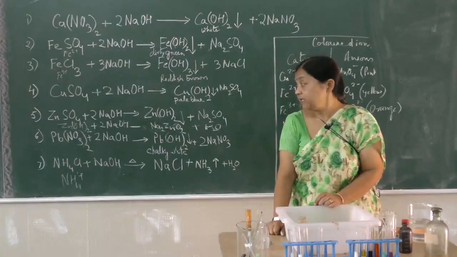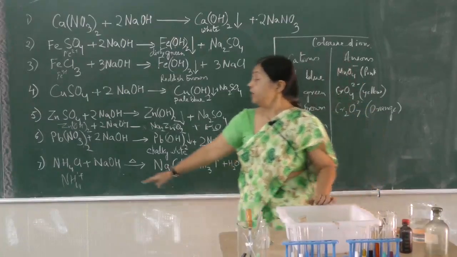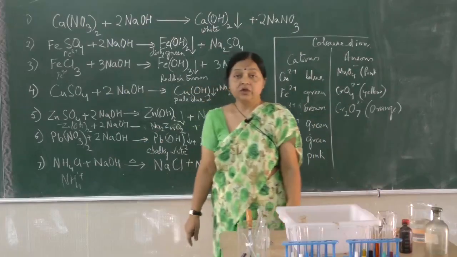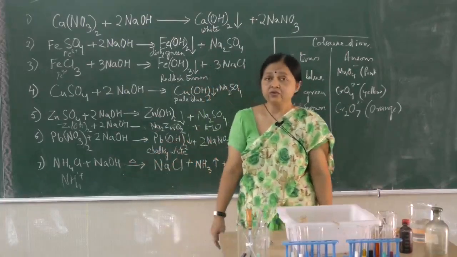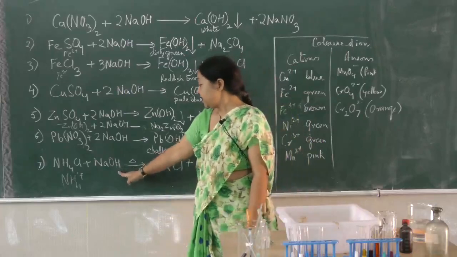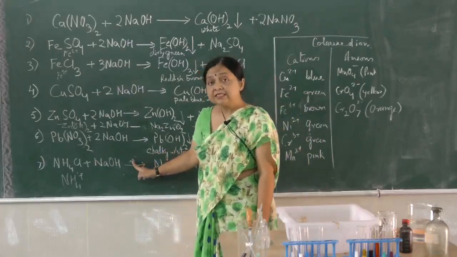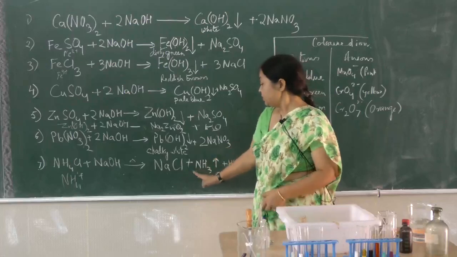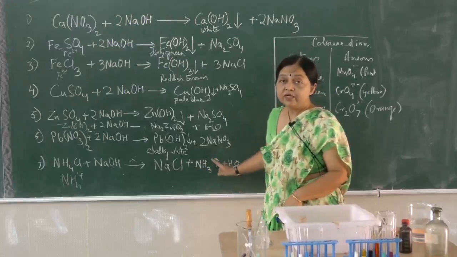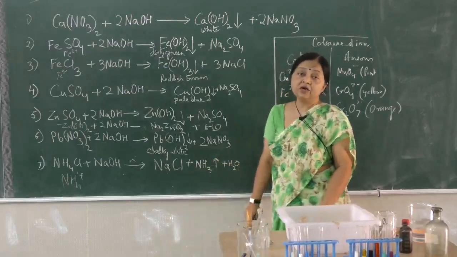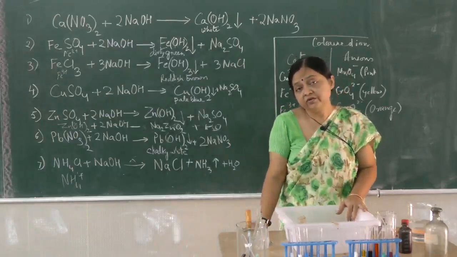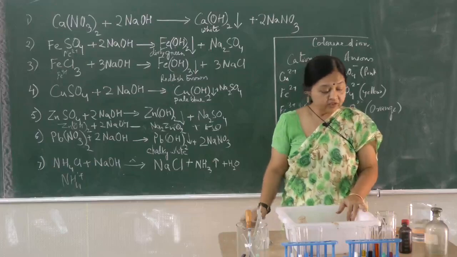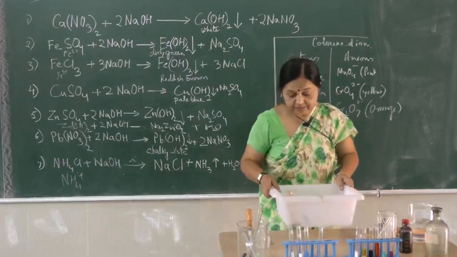The ammonium ion is detected when any ammonium salt is heated with a caustic alkali, with NaOH or Ca(OH)2. See the sign, this means it is heated. Then it gives sodium chloride, ammonia and water. This ammonia, a pungent smelling gas, comes out, which turns Nessler's reagent brown or gives dense white fumes with a rod dipped in conc HCl. So let's do that test and see.